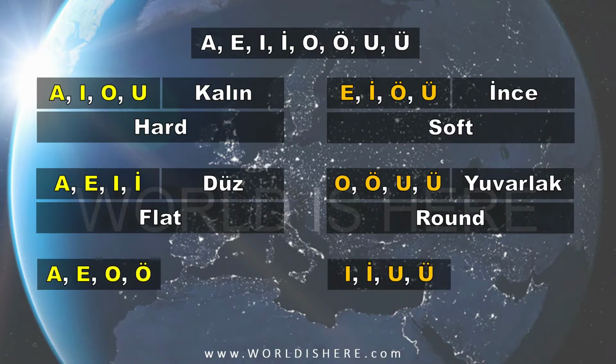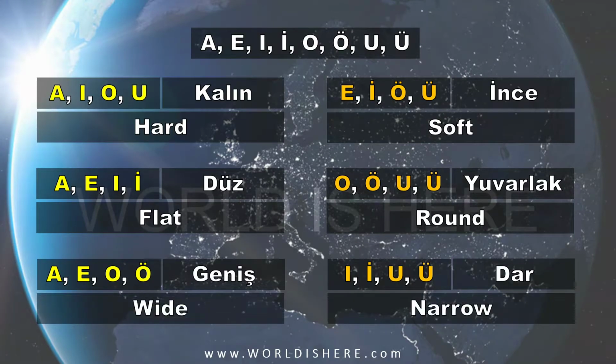And a, e, o, ö, ı, u, ü. And this is geniş ünlüler, dar ünlüler. Geniş means wide, dar means narrow. Okay. So, a, ı, o, u, e, i, ö, ü. Kalın, ince. Büyük ünlü uyumu. Big harmony of vowels, right?